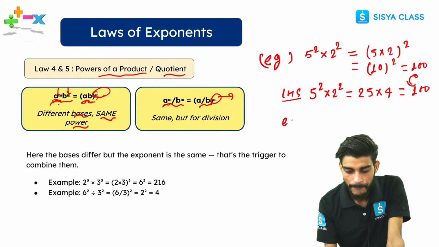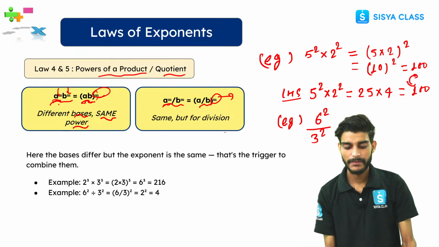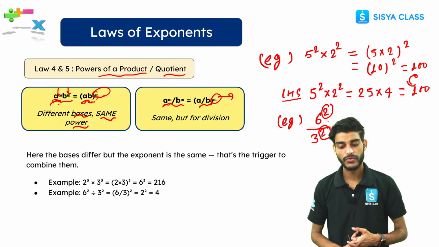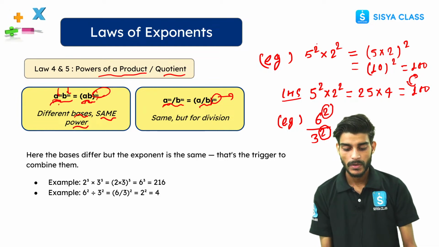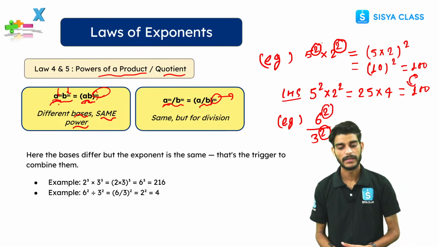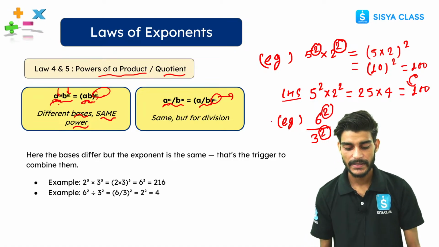How? Suppose we have an example, 6 raised to the power 2 divided by 3 raised to the power 2. Powers are the same. This is important. The powers should be the same. Here also, as in multiplication, powers are the same. Bases can be different. Yes, sir. Bases can be different, powers should be the same. This is the necessary condition.